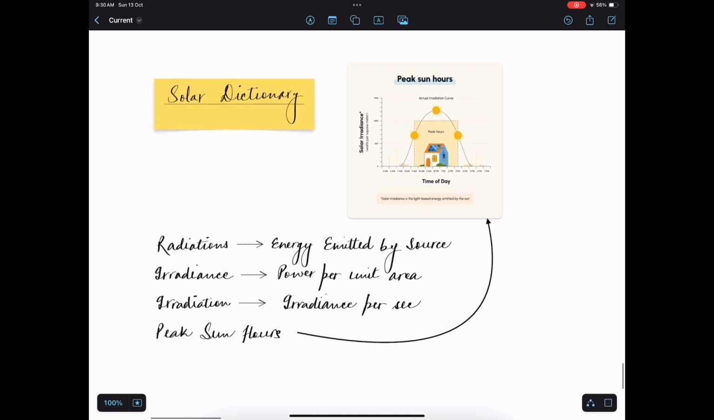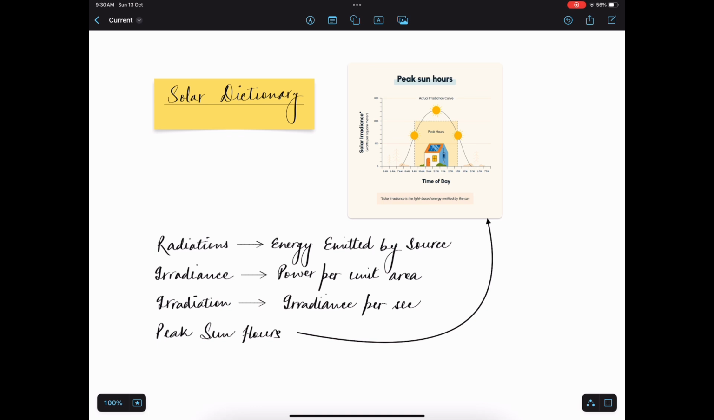Now, there are some definitions that I would like to talk about for solar, which I am calling a solar dictionary here. The first thing is radiation. Radiation is the energy emitted from a source. When solar radiation falls on a surface, the amount of power it generates per unit area is known as the irradiance. I'm repeating it again.